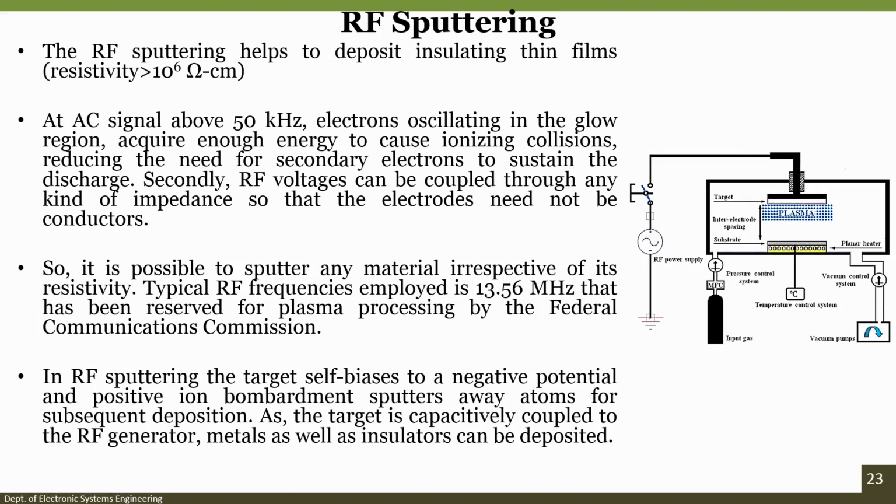The advantage of this sputtering method is that it can be used very effectively for depositing insulating thin films, or films having resistivity greater than 10 raised to power 6 ohm centimeter. Do you understand the difference between resistance, resistivity, and sheet resistance? So, R, rho, and what is sheet resistance, how is it given, what is the unit of it, ohm centimeter.